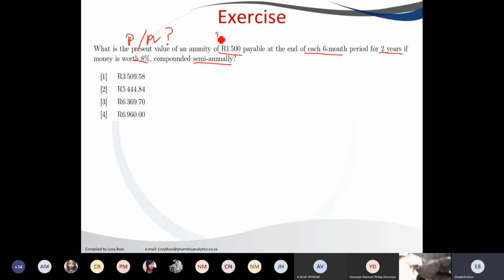What are we given? We are given R, or what we call PMT if we are using a financial calculator. You are also given N, which is also N on a financial calculator. And you are also given I, which is I/Y for those using a calculator, which is our interest. And we are told that this is compounded semi-annually, which means every 6 months. It's the first 6 months and the second 6 months, which makes it 2. Our compounding period is 2.